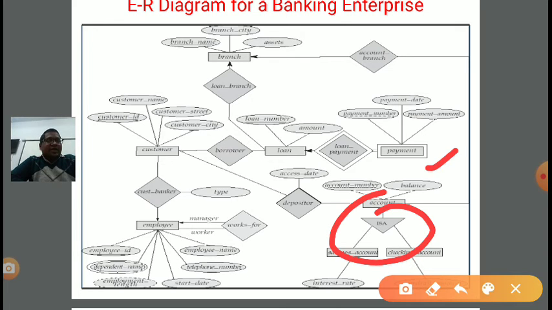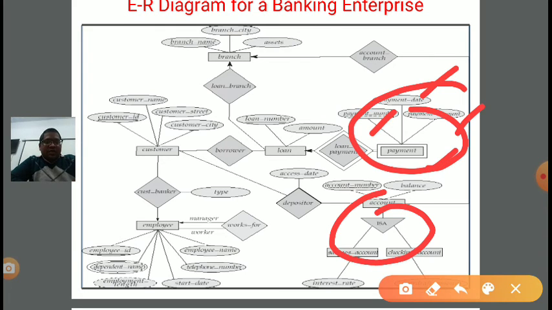Now payment is written under the double rectangle. It means it is a weak entity. Payment number is written with the dashed line. It means it is a discriminator of this payment. Then payment date and payment amount. So between payment and loan, the relationship is loan payment. This is also done. Now customer and employee.